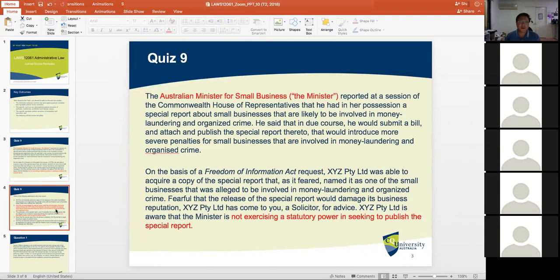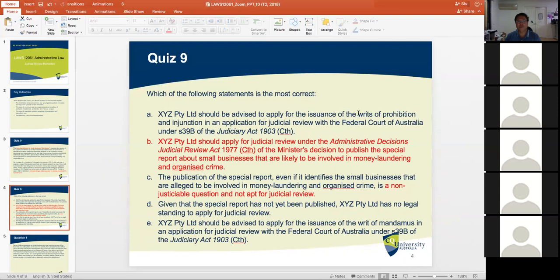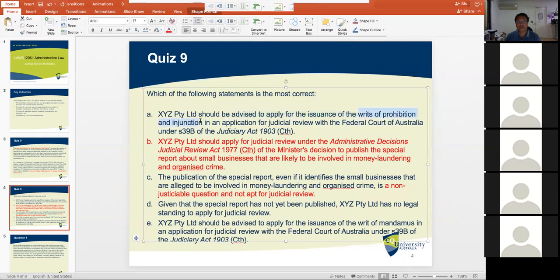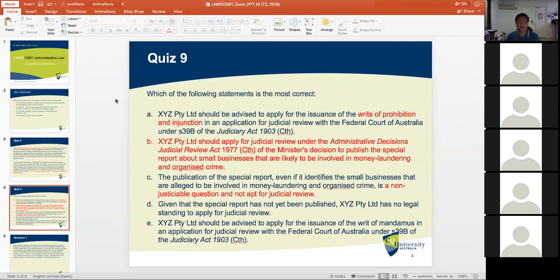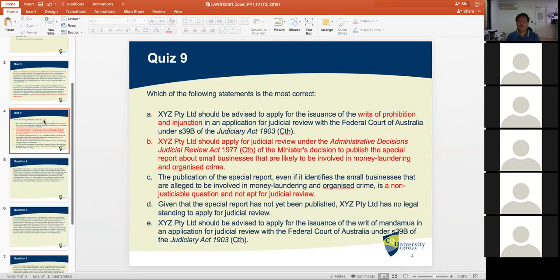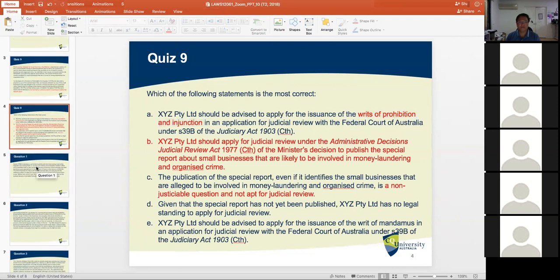Which leads us to the question of, how about the writ of prohibition and injunction? We could probably revisit that because, as I pointed out, 3 students got the answer correctly. So you have a sense of what the answer to this will be, but I will leave it at that. And we could probably move on to question 1.